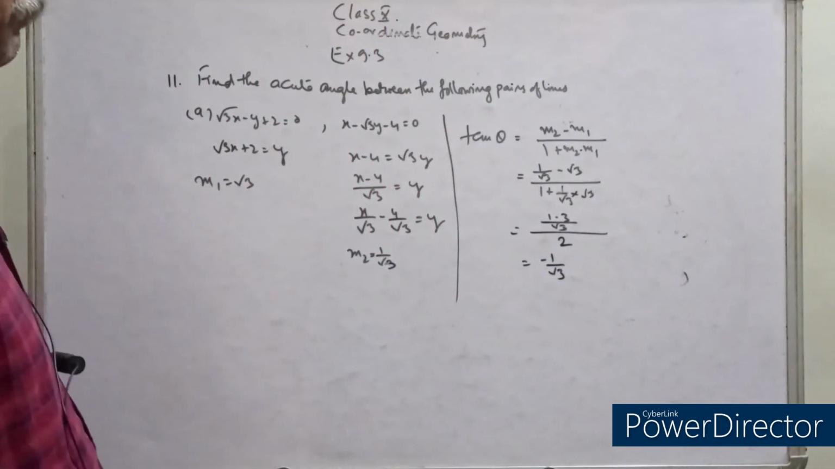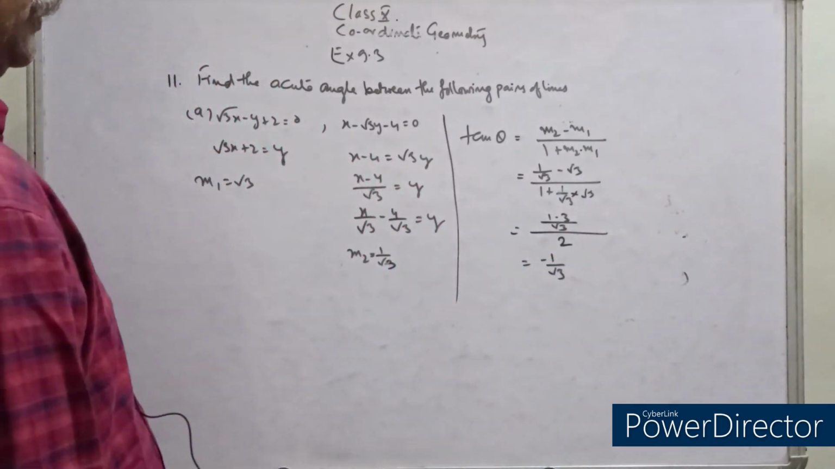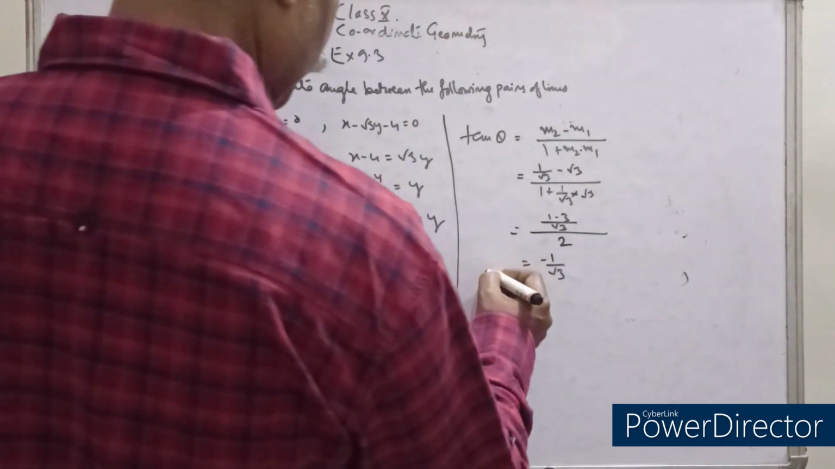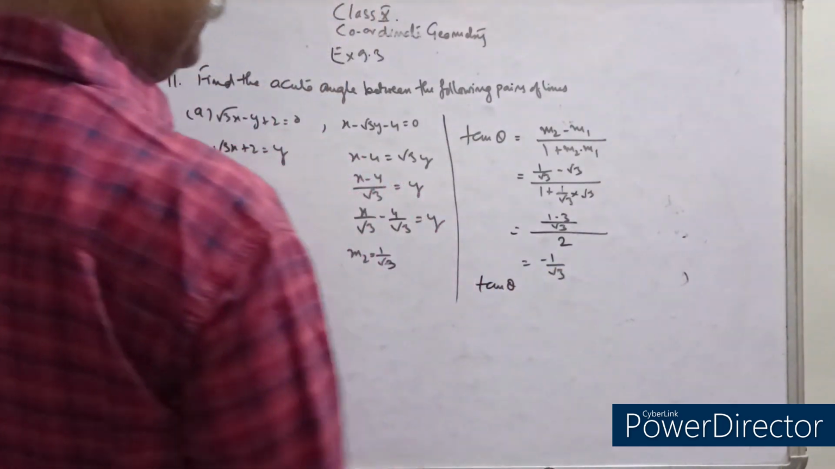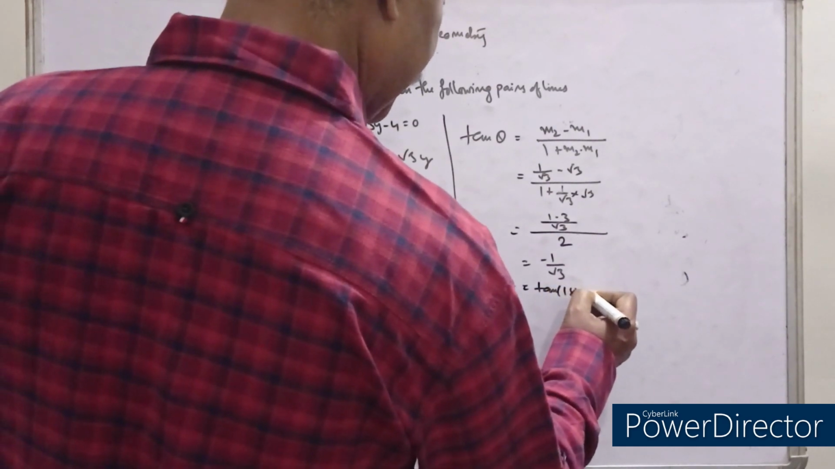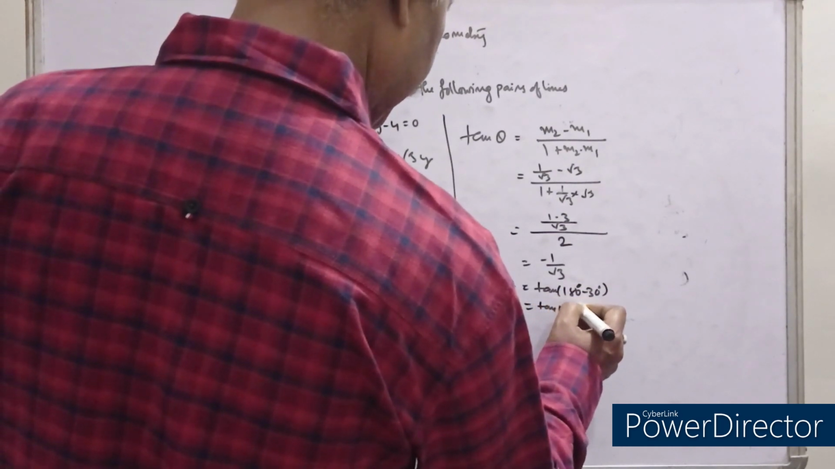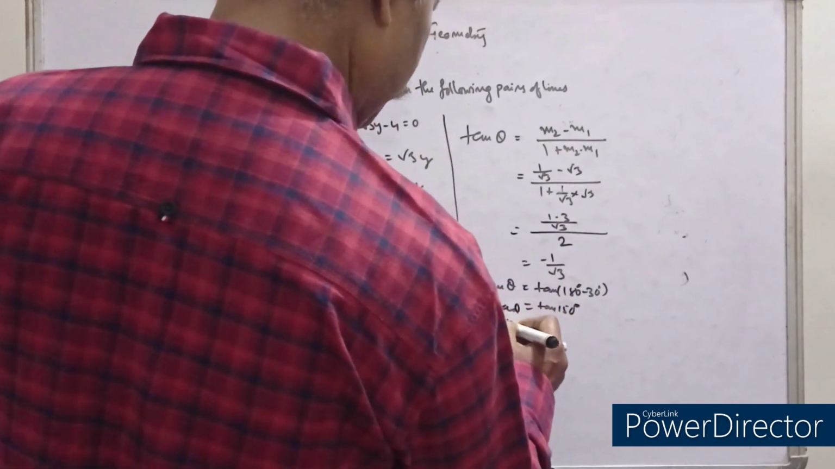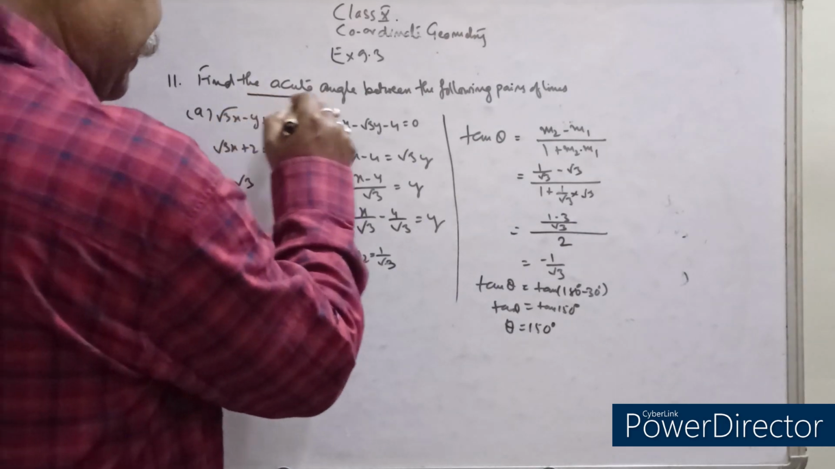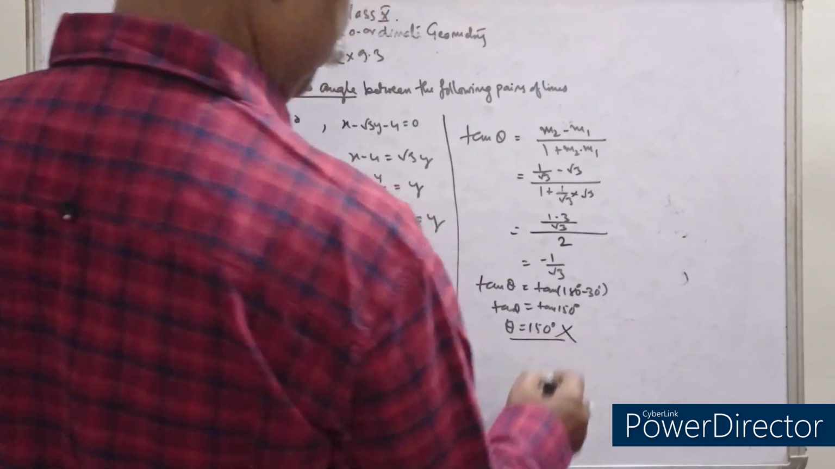So here you see that it is 1 by root 3 when it is 30 degrees. So this will be tan of an angle that is negative, so in the second quadrant, it will be tan of 180 degrees minus 30 degrees, and it comes out to be tan 150 degrees, that is tan theta. So theta will be equal to 150 degrees. Now as the question clearly states that you have to find the acute angle, you can't give this as the answer, this won't be the answer.